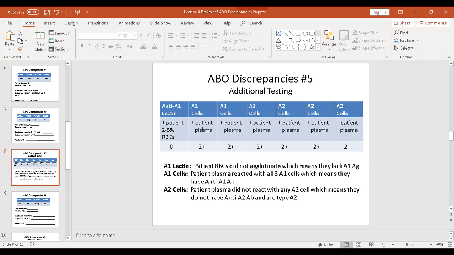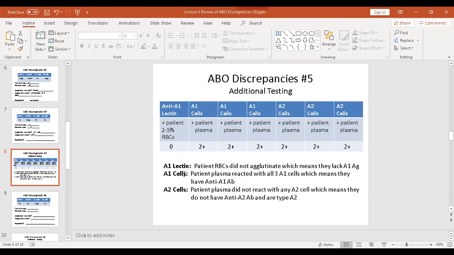So we're going to add 2 drops of patient plasma into each one of these tubes, and then a drop of A1, our first lot, our second lot of A1 in this tube, our third lot of A1 cells in this one, our first lot of A2 cells here, second lot of A2 cells there, third lot of A2 cells in that tube, and we're going to centrifuge for 15 seconds and read. And what we see here is each one of these reagent A1 cells showed 2+ agglutination.